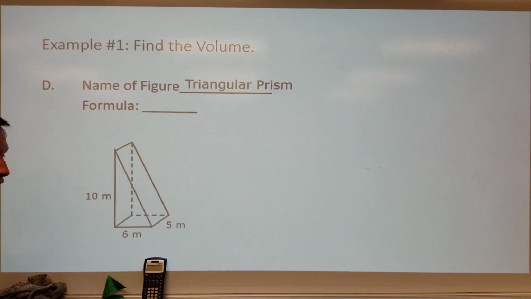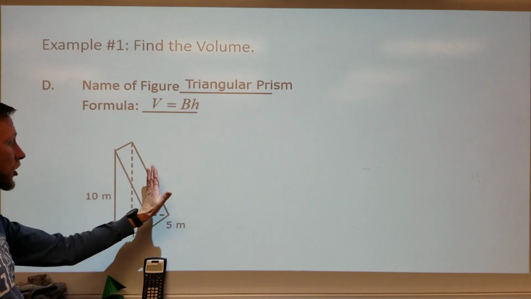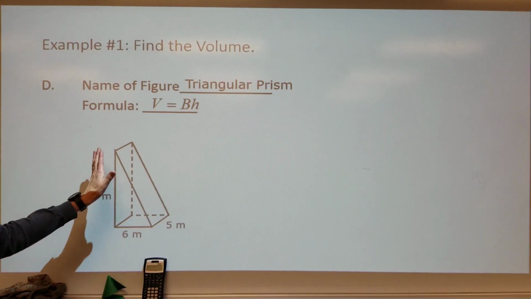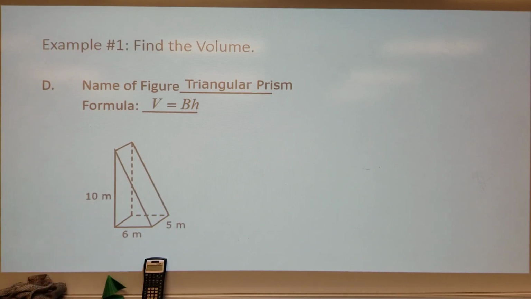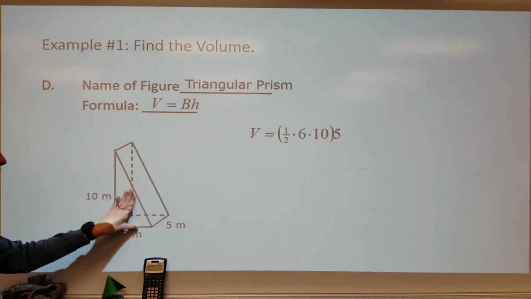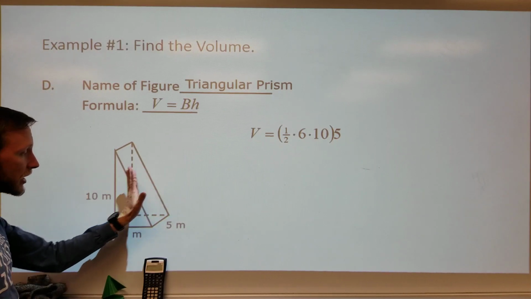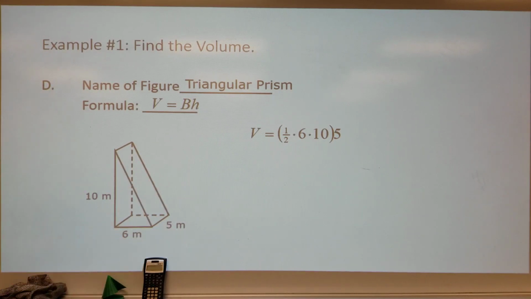Here, this is a triangular prism. So again, we have to find the area of the base, and the base is not the bottom. The base in a prism is the congruent parallel faces. So in this case, it's the triangles. And so the area of that triangular base is going to be 1/2 times 6 times 10. It's going to be the area of this triangular base, and then we multiply it by the distance between those parallel faces, so times 5.